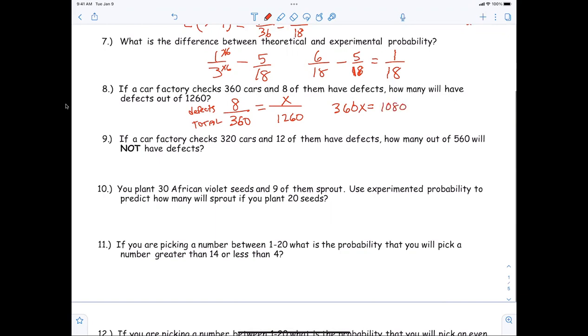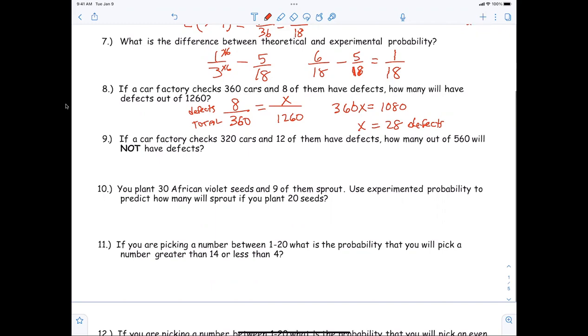10,080. And then when you divide, how much? So you're expecting 28 defects. Say it again. Is that right, guys? Did everybody do 10,080 divided by 360?